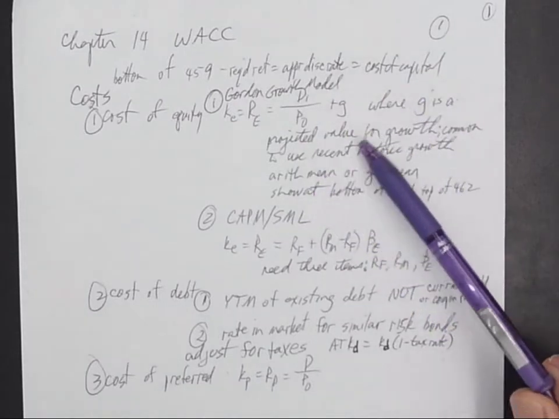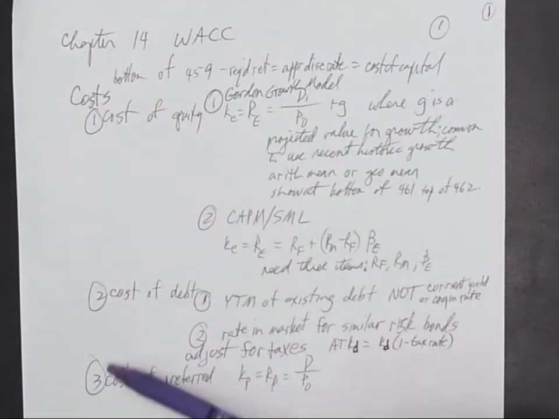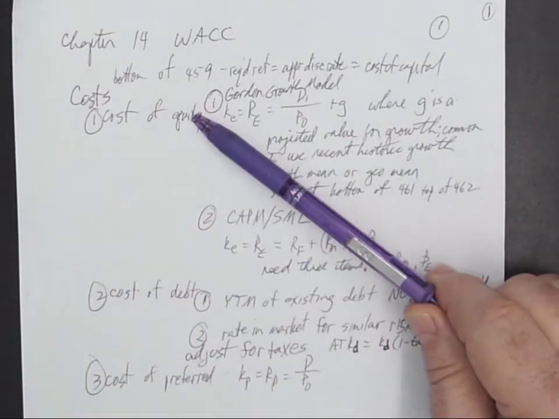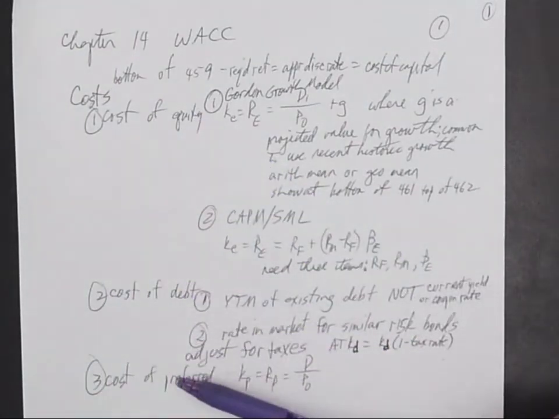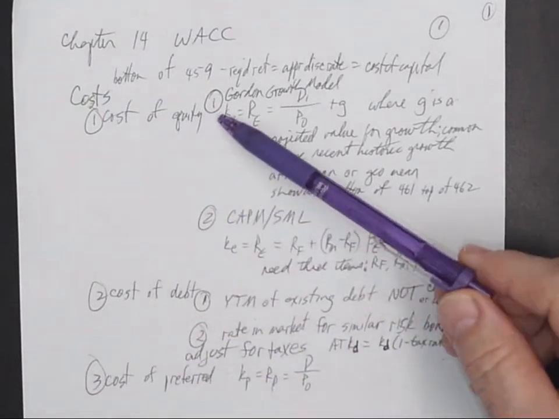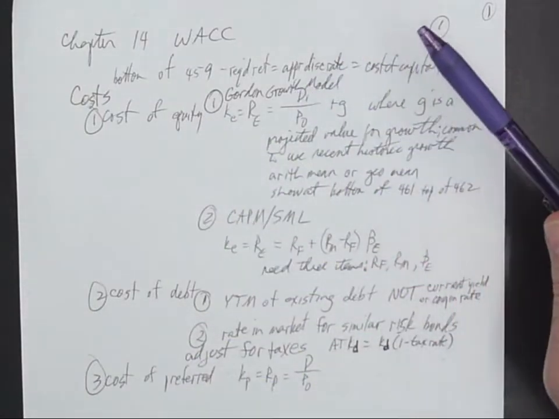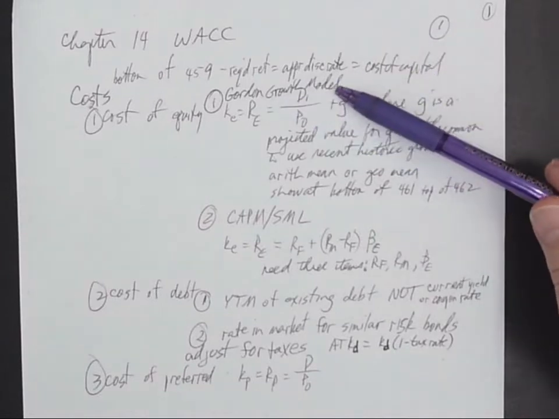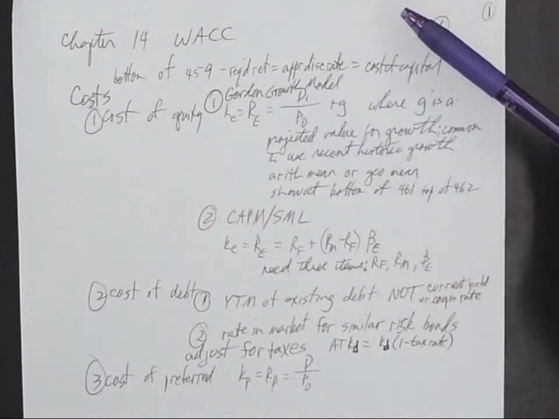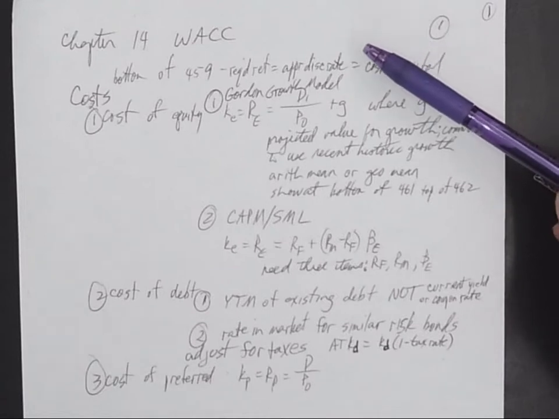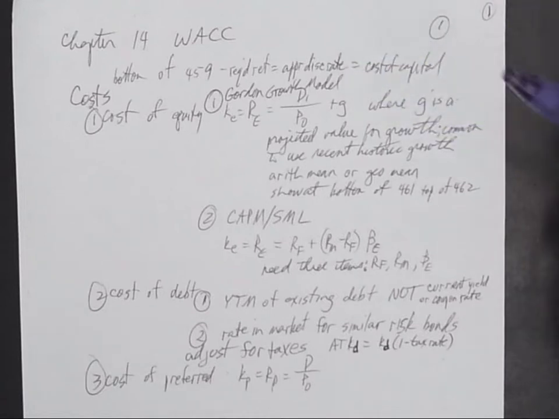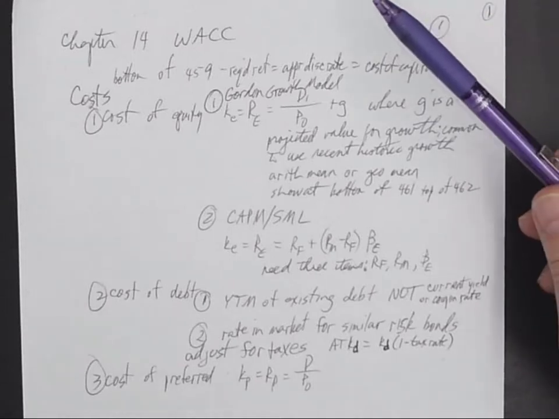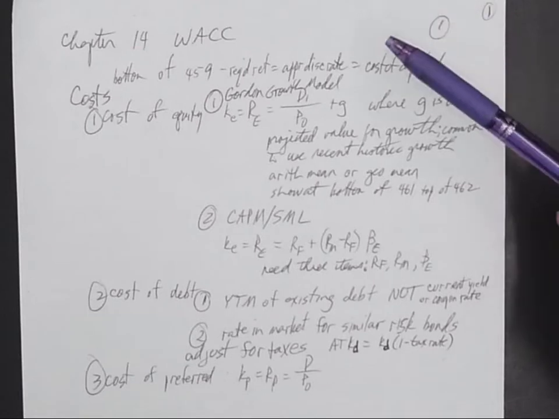synonymously. Now, as far as our costs are concerned, we've got the cost of equity, the cost of debt, and the cost of preferred. The cost of equity can be one of two different models. One is the Gordon constant growth model, or often called the dividend discount model. But in my opinion, every model that uses dividends is a dividend discount model. But at any rate, Gordon constant growth model.